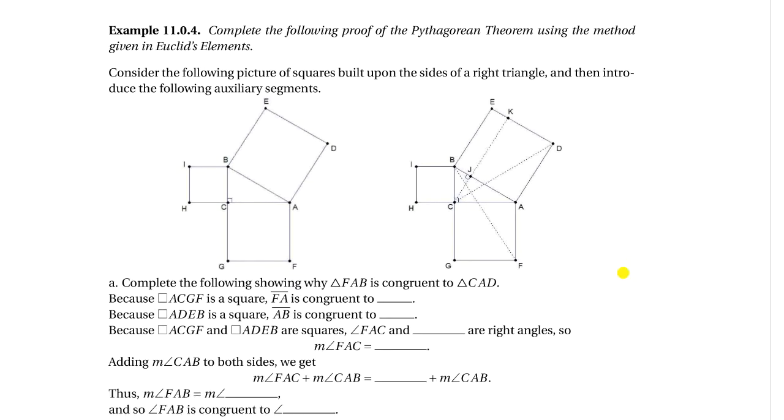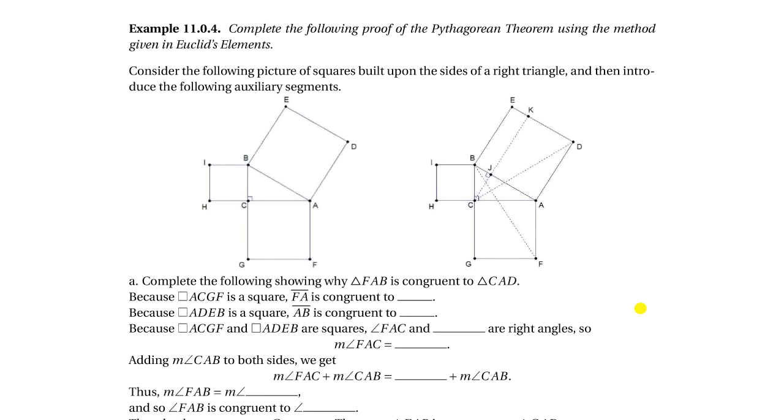So let's look at here. For the proof, he starts with the right triangle ABC. At this moment, the hypotenuse is side AB. He wants to prove that this area is the sum of this one and this one.